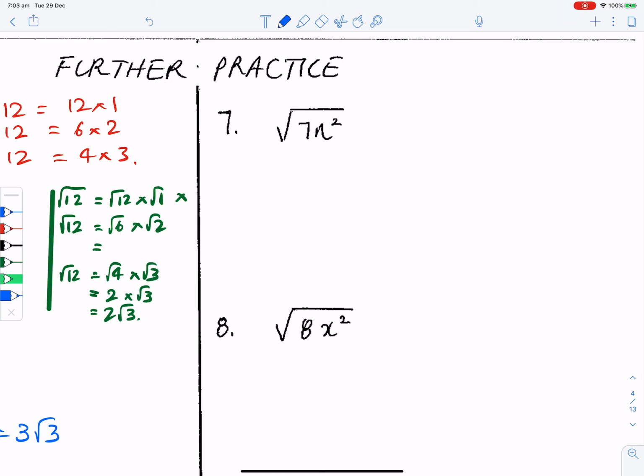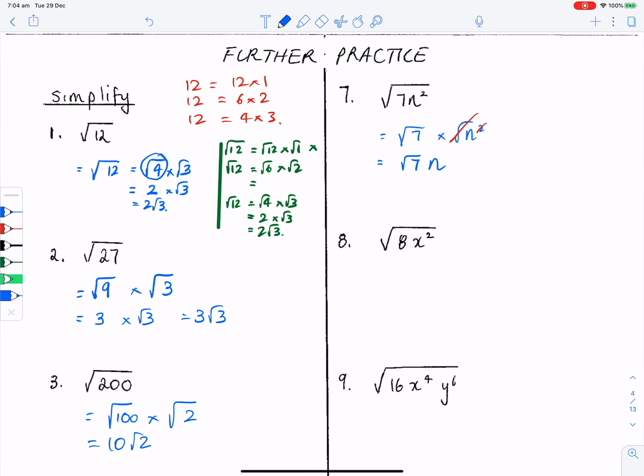Continuing on now, root 7n squared. That's fine, it looks complex, but it's not. We rewrite it as root 7 times root n squared. The root 7 cannot be simplified, so it stays. And now the root n squared, as I mentioned before, the square root and the squared cancel. Be careful here to make sure that the square root does not extend across over the n, because the n is a whole number, on its own now without the square root.